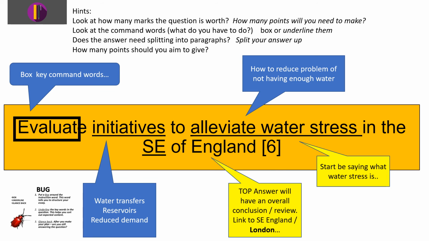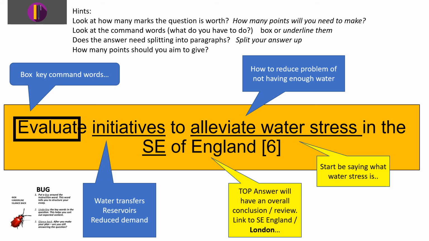Evaluate. Evaluate means to write about the advantages and disadvantages, to come to some kind of conclusion. Initiatives. Initiatives is another word for a project or something that we could do. So an initiative that we have studied would be water transfer schemes, reservoirs, and reducing the demand for water, so encouraging people to use less.